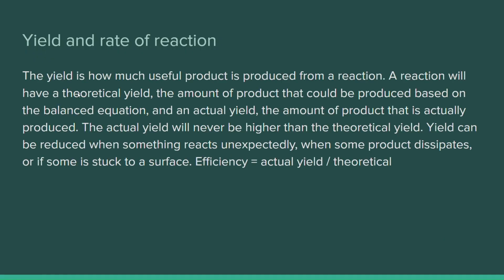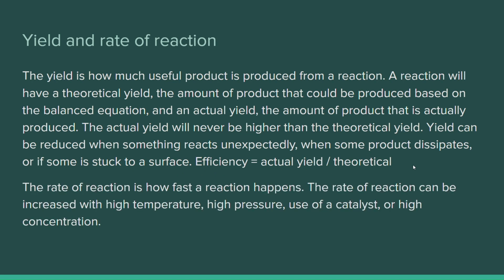Yield and rate of reaction. The yield is how much useful product is produced from a reaction. A reaction will have a theoretical yield, the amount of product that could be produced based on the balanced equation, and an actual yield, the amount of product that is actually produced. The actual yield will never be higher than the theoretical yield, because then that's just adding atoms in, isn't it? Yield can be reduced when something reacts unexpectedly and gives off a different product, when some of the product dissipates or is lost to the surroundings, or if some is stuck to a surface. And there's a nice little formula here: efficiency equals actual yield over theoretical yield.